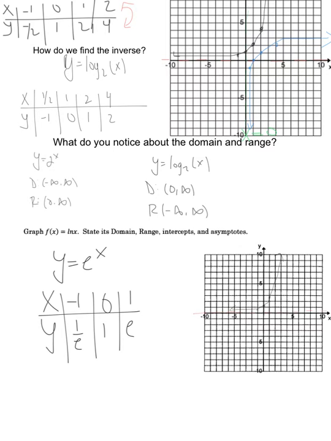All right, we invert that by switching our x and y's, so we're going to get y equals the natural log of x, and our x and our y's switch, so x is going to be 1 over e, y is -1, 1, 0, e, 1. Right, and then just like magic again, we can graph that here.